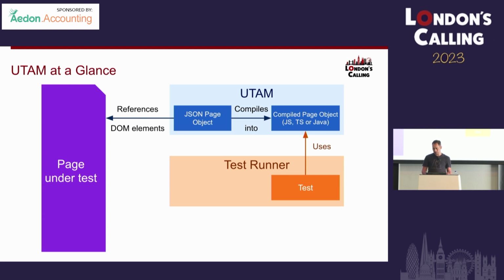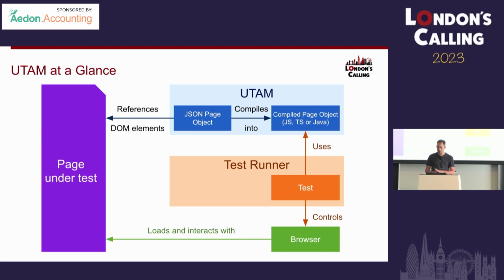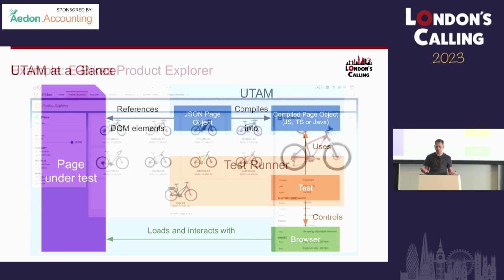And the advantage is that you can have a lot of tests, and they can share the same page objects. So that's really the benefit of UTAM. It helps with maintenance, and it helps also with reuse of components. Now, once you have written your tests in the language of your choice, the test will run, and the test runner will spin up a browser and will control it automatically to test the different interactions with the page. And that's the theory of how UTAM works. And I can show you that in practice.